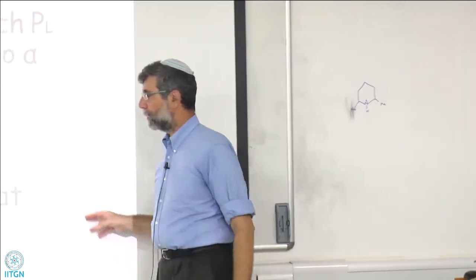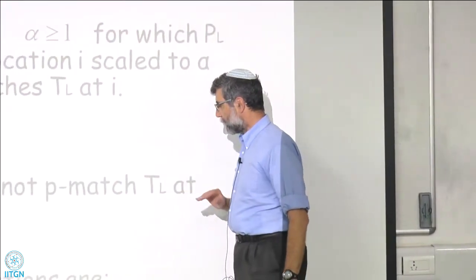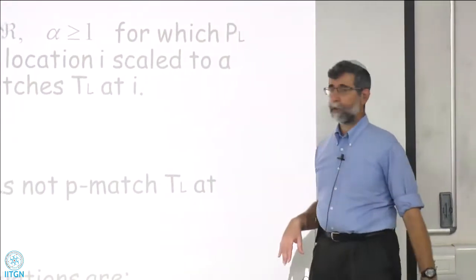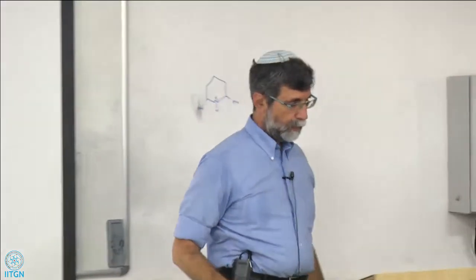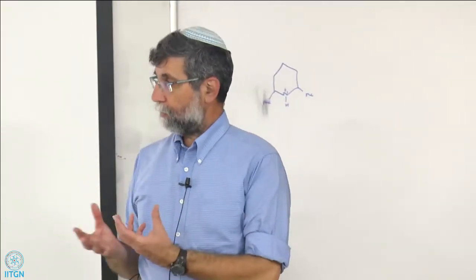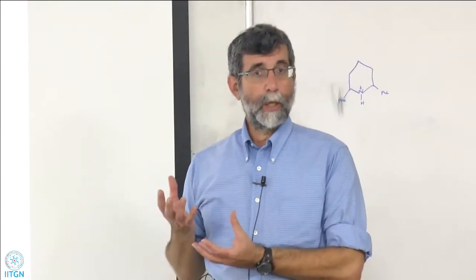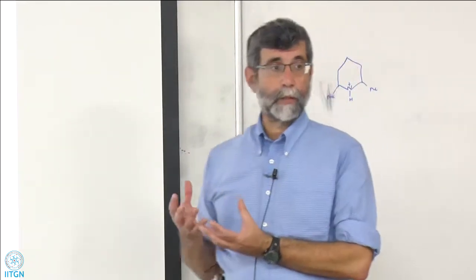So here's the proof. Let's assume that PL does not parameterize match at location I. Okay, so we assume to the contrary. And the question is, can it actually scale match to alpha, to some alpha?